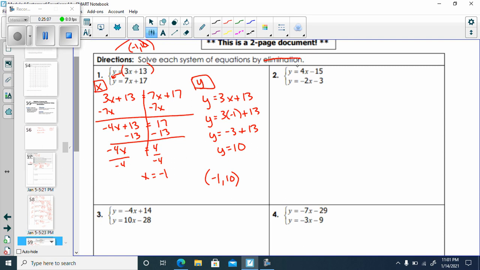Both of these say y is equal to, so I can plug this in for the y, can't I? I can use substitution here. 4x minus 15 is equal to negative 2x minus 3.